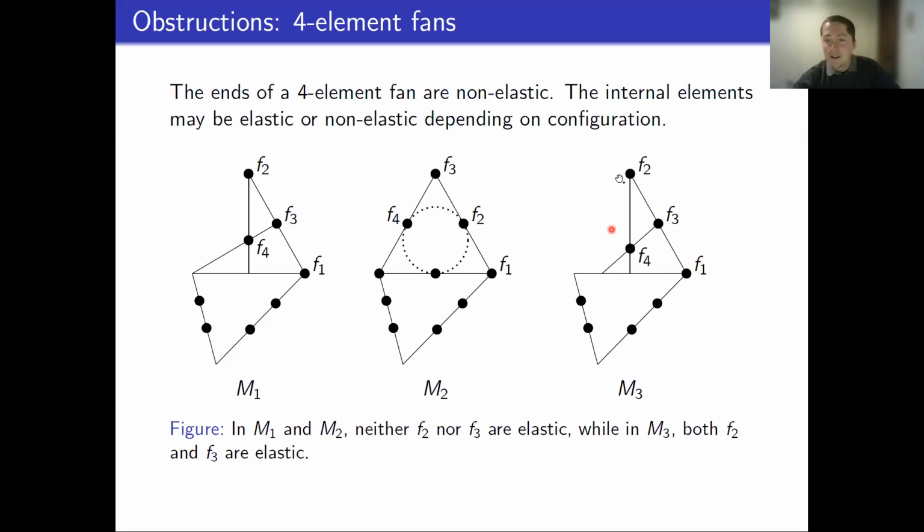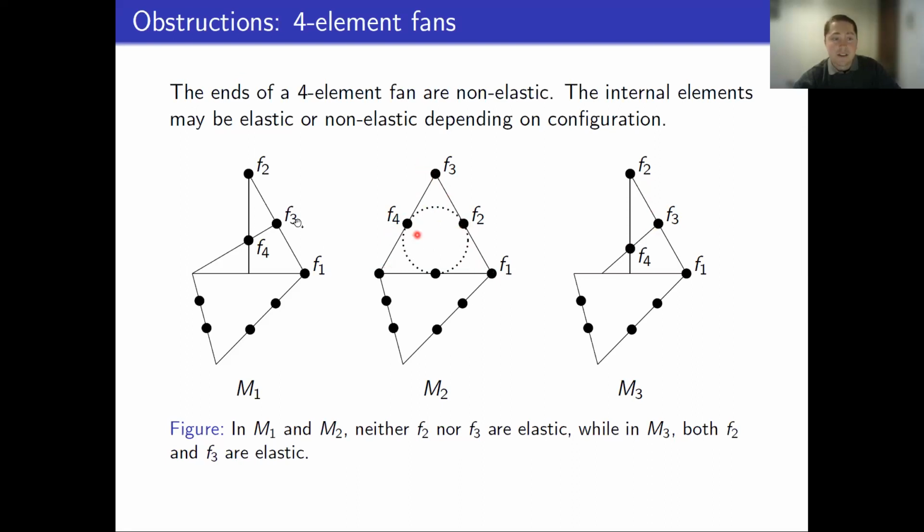Over here, they're not quite orientated in that way. So actually, they produce elastic. They are elastic in this case, F2 and F3. So in this one in the middle, a good way to think about it is that it's actually a part of a larger fan. So F2 is actually a fan end in this instance. That might be a way of seeing why that's not elastic.